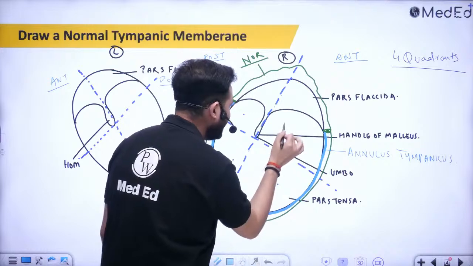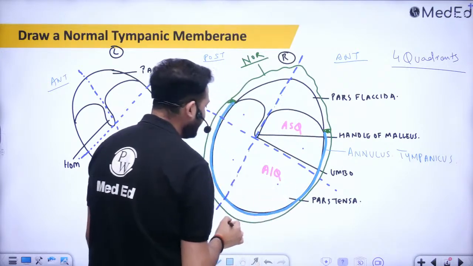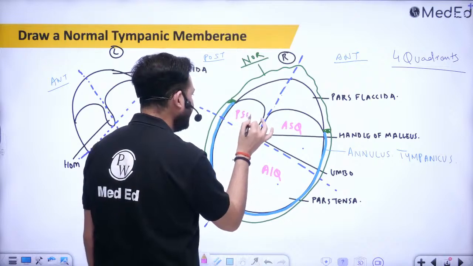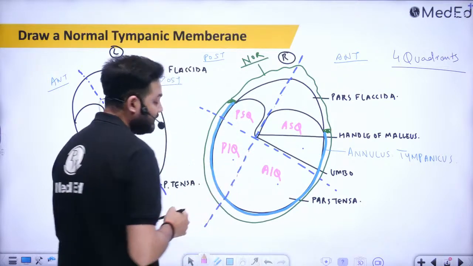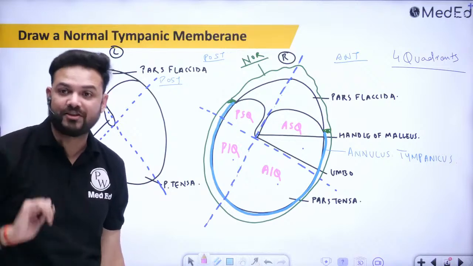And this is superior, so this becomes my antero-superior quadrant. This becomes my antero-inferior quadrant. This becomes my posterior-superior quadrant. This becomes my posterior-inferior quadrant. Simple. 4 quadrants of tympanic membrane.